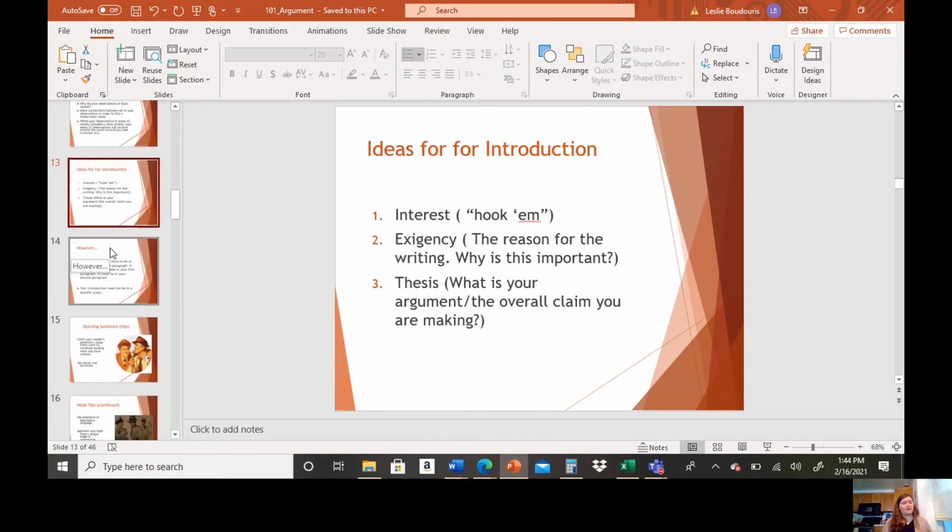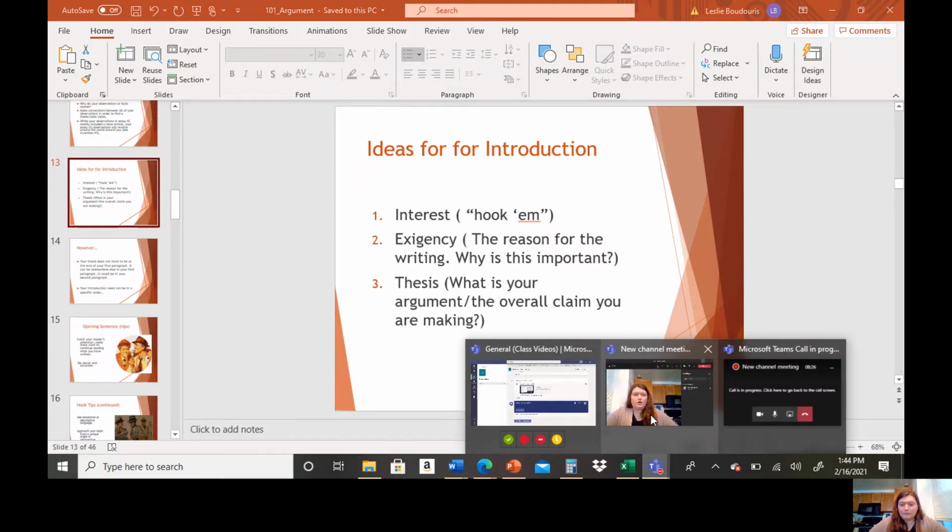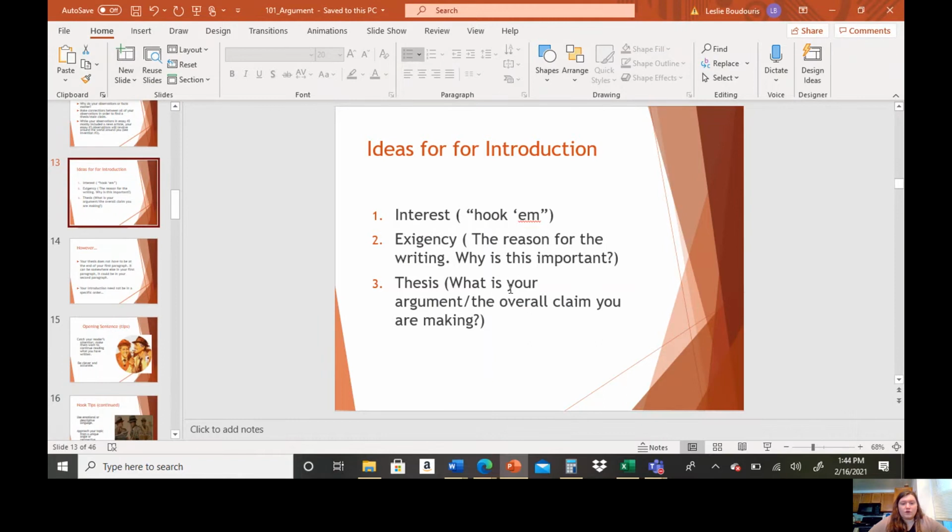Okay, ideas for introduction. A lot of the rest of the PowerPoint is going to be ideas for how to start your paper, because I know a lot of people might say, well, how do I start my paper? So this is ideally going to help you all with that. There are 3 parts of this, and again, nobody needs to necessarily have all of these in the same order. If your introduction looks different, but it still serves a lot of the purposes, that's fine. But if you're having trouble, definitely take this advice into consideration. So I have interest, exigency, and thesis.